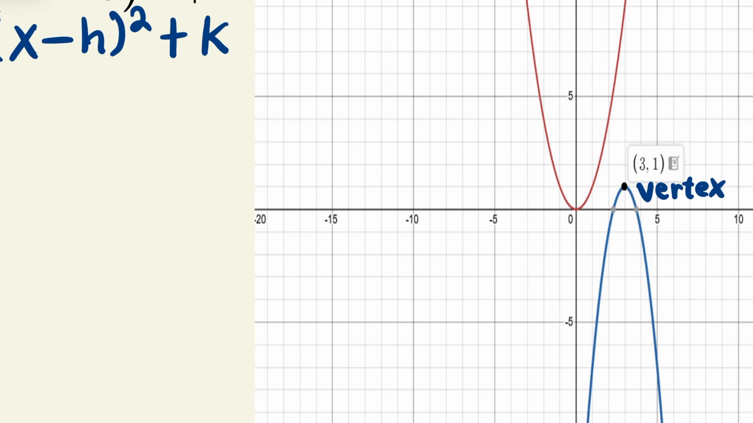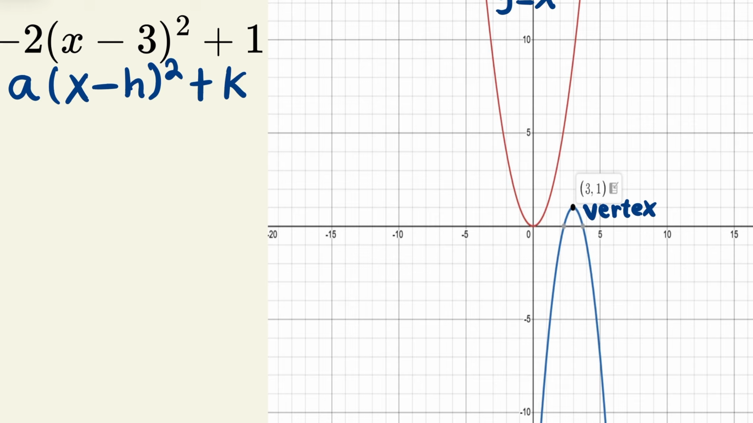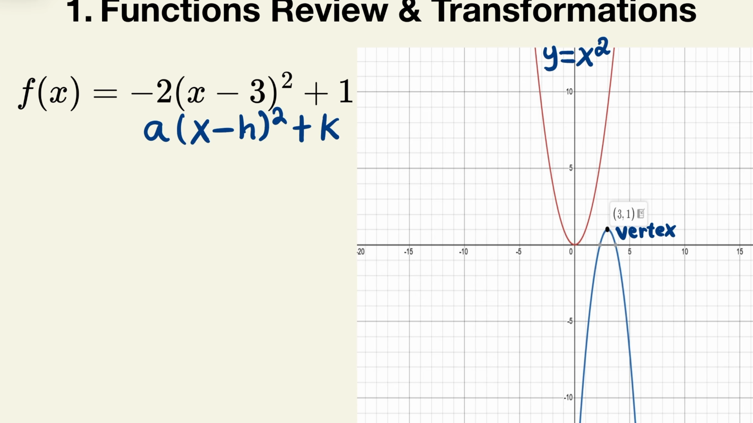Okay, so the parabola opens downward, and the vertex is 3, 1. So I will say this, vertex form makes transformations visible without rewriting the equation. Now, in the next problem, we'll look at quadratic functions and equations.